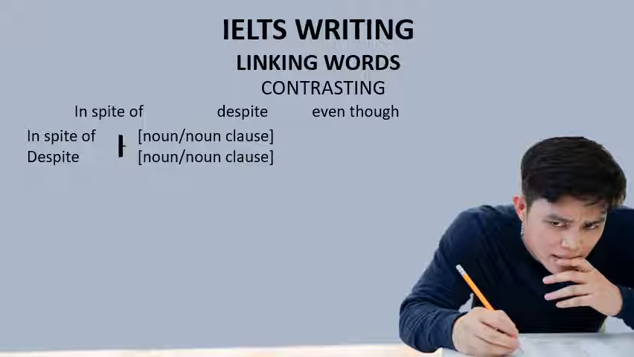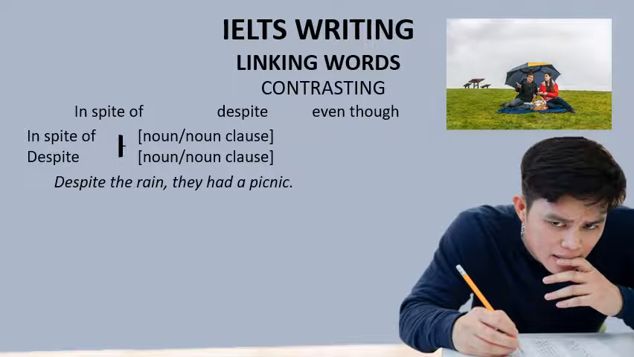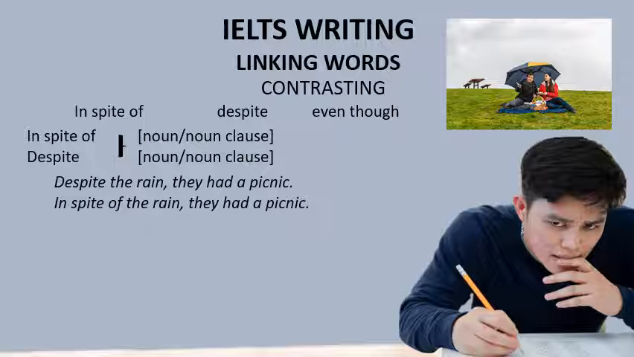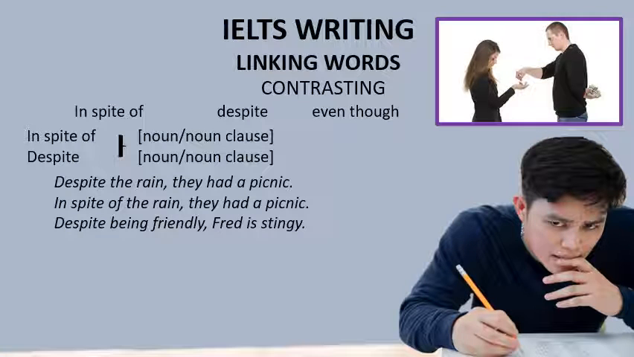Look at these examples. Despite the rain, they had a picnic. It means that normally people don't have picnics in the rain, but these people did. That's unusual. We can also write, in spite of the rain, they had a picnic. For the Fred example, we can write, despite being friendly, Fred is stingy. Or, in spite of being friendly, Fred is stingy. So even though there is this nice part of Fred, friendly, boom, surprise, he's stingy.